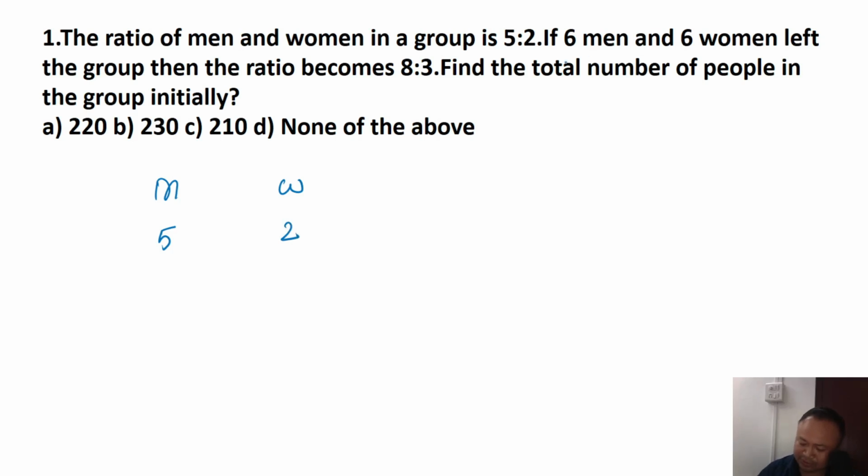If 6 men and 6 women left, then the ratio becomes 8 is to 3. Find the total number of people in the group initially.